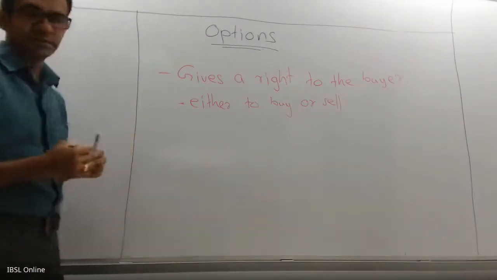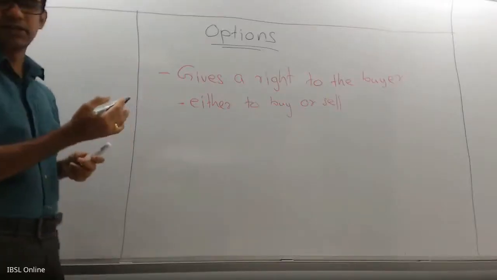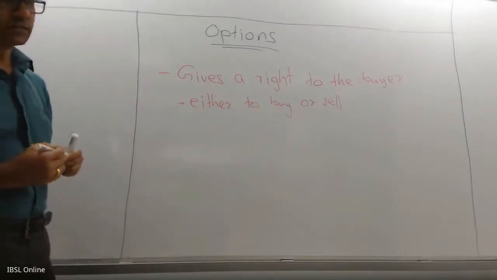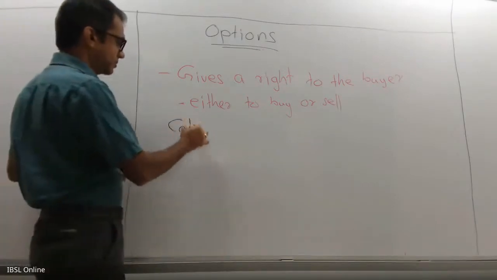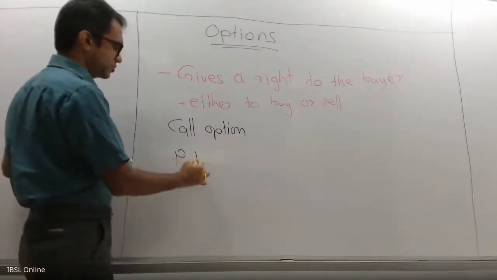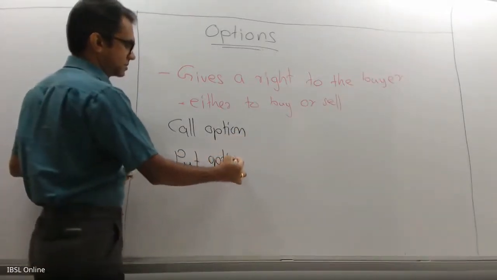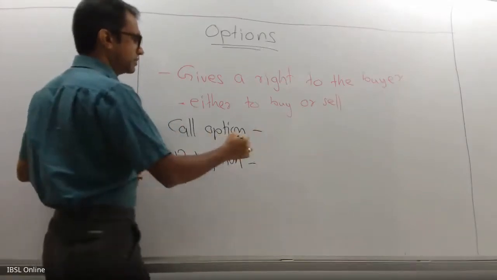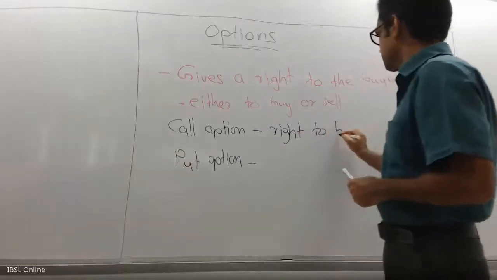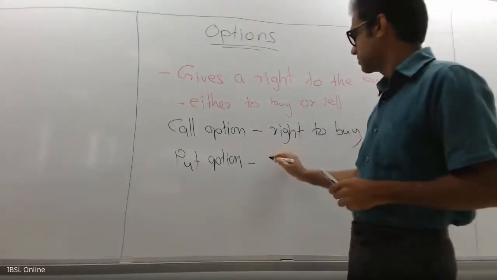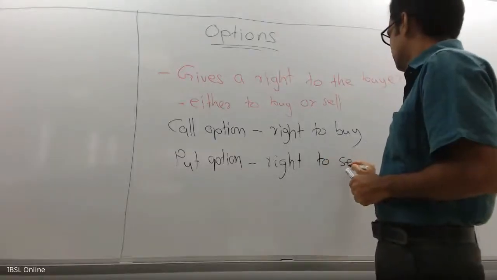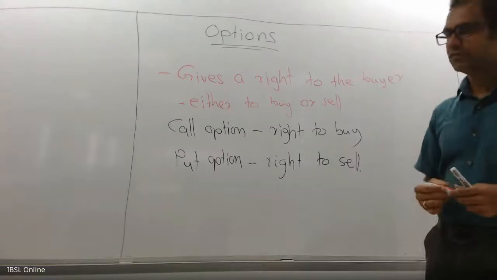What are the two types? Based on whether you get a right to buy or a right to sell, they are the call option and the put option. In a call option, you get the right to buy. In a put option, you get the right to sell. When do you have this right?